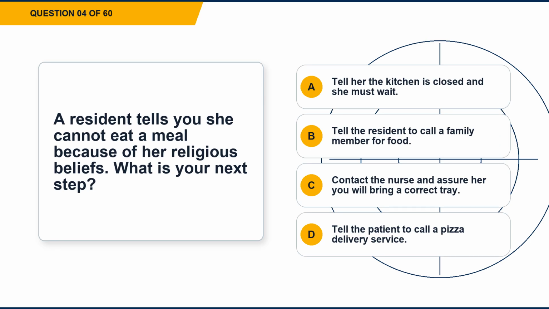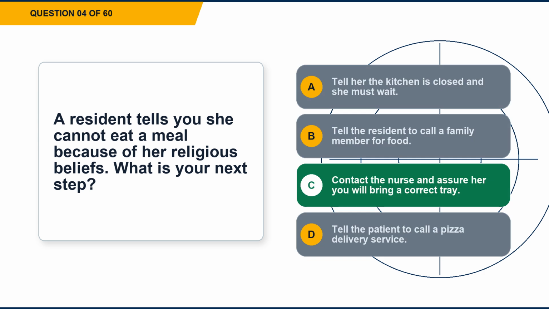Question 4. A resident tells you she cannot eat a meal because of her religious beliefs. What is your next step? Option A. Tell her the kitchen is closed and she must wait. Option B. Tell the resident to call a family member for food. Option C. Contact the nurse and assure her you will bring a correct tray. Option D. Tell the patient to call a pizza delivery service.